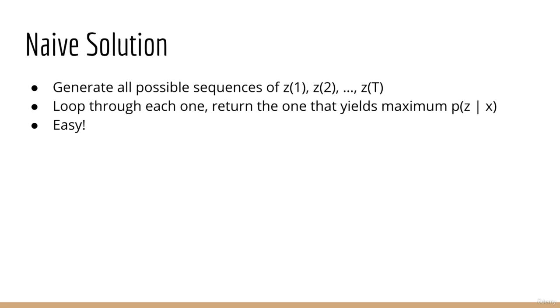Okay, so let's say we want to find the best possible sequence, z1 up to zt, that maximizes P of x and z. In order to do this, let's simply generate all possible sequences for z. Then we can loop through each of these sequences, calculate P of x and z, and then keep the one that gives us the maximum value. Okay, so that should seem pretty straightforward. Please walk through this pseudocode to make sure that it makes sense to you.